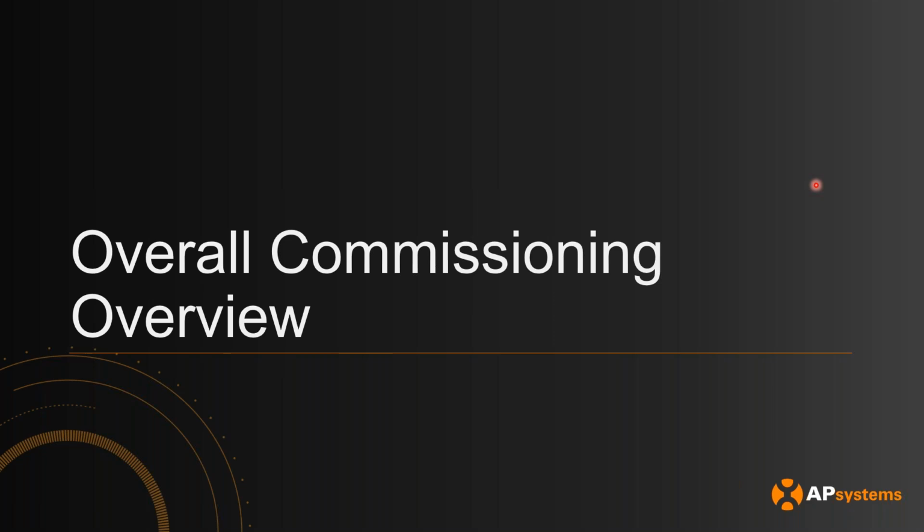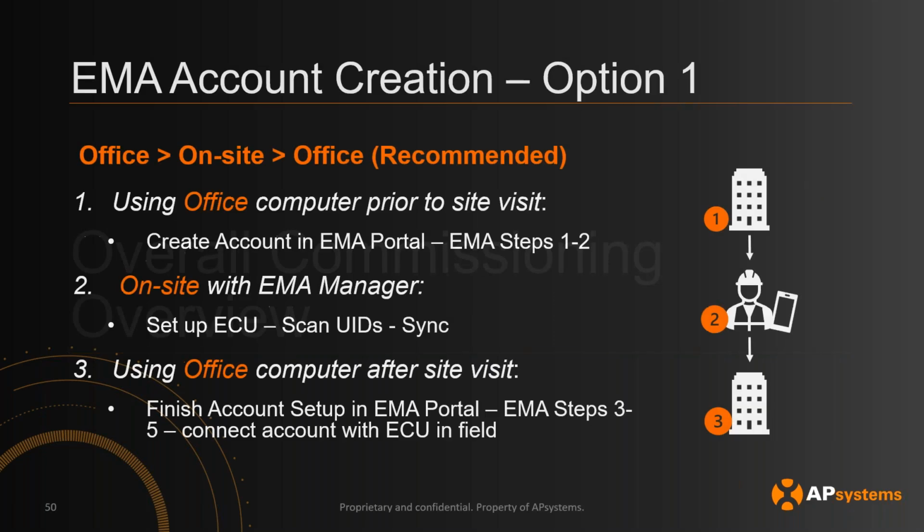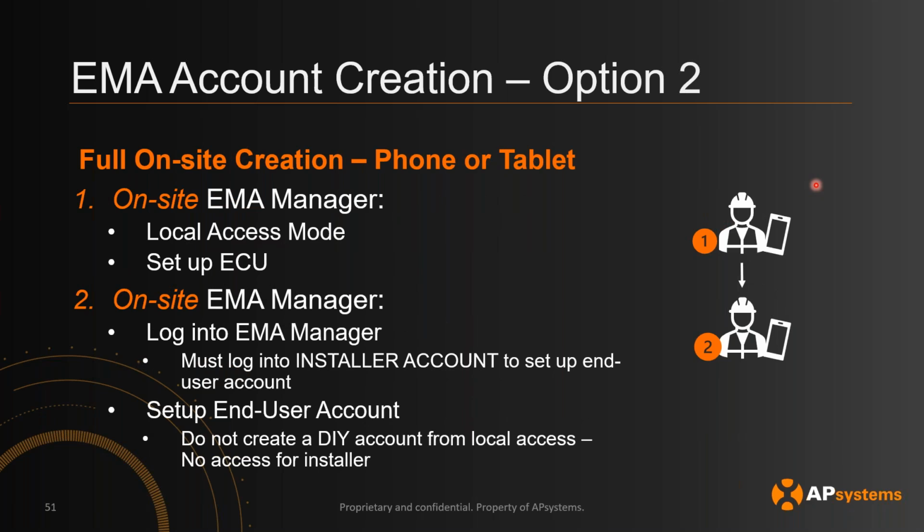off site. I will go over three options that you can do when you are commissioning a system. This is the on-site office option. Basically, the first step is to create an account on the portal, but you only do the first two steps. Then the second step is once you go on site, you set up the ECU and connect it to the internet, associate and scan the microinverters to the ECU, and then you sync them. Once that is done, you can go back to the office and complete the installation afterwards. So that's option number 1.